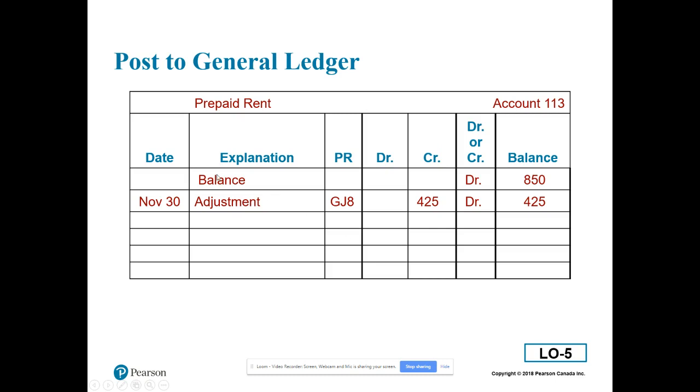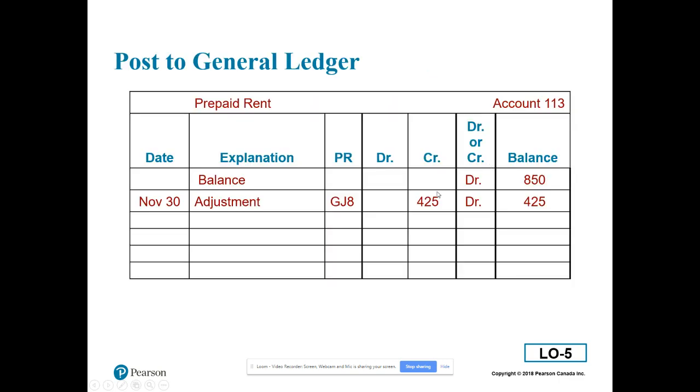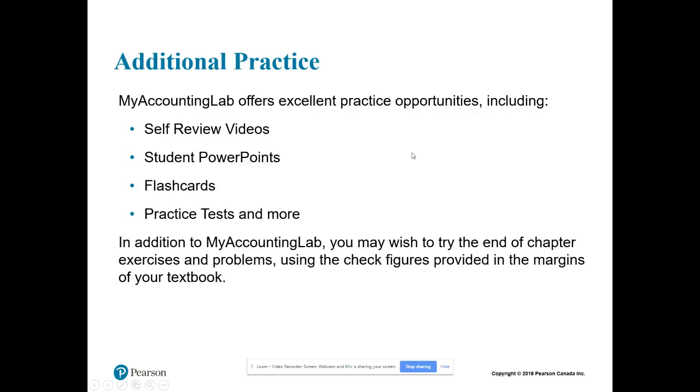Then I would post those. So remember, the process of posting is I take the amount, I go to the general ledger account, I write it into the credit, I say where it came from, and then I would go back to the general journal, and in the posting reference, I'd say where did it go to. So I would say it went to account 113. So that's it.